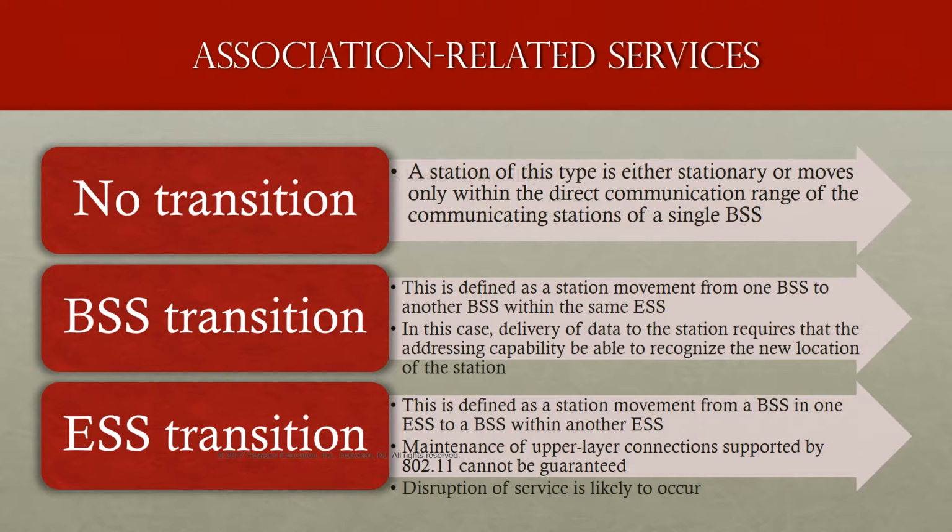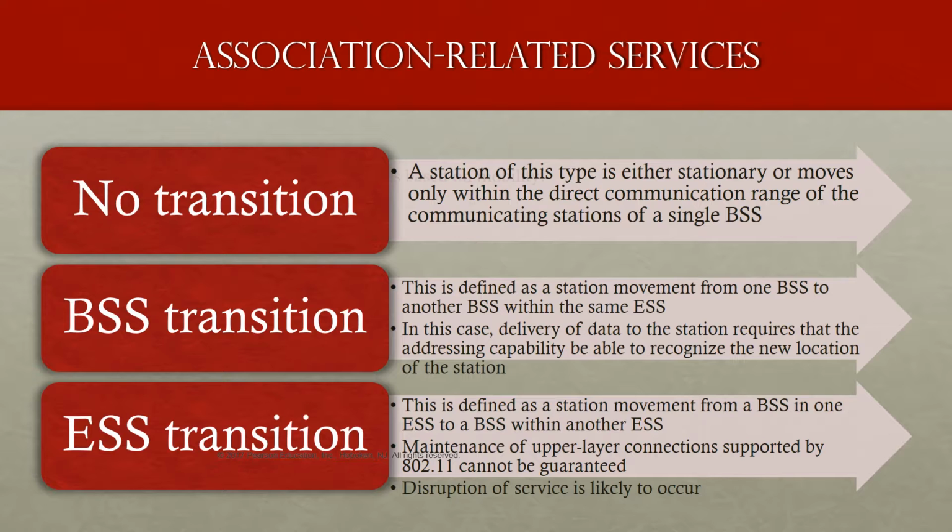No transition. A station of this type is either stationary or moves only within the direct communication range of the communicating stations of a single BSS. BSS transition. This is defined as a station movement from one BSS to another BSS within the same ESS. In this case, delivery of data to the station requires that the addressing capability be able to recognize the new location of the station.